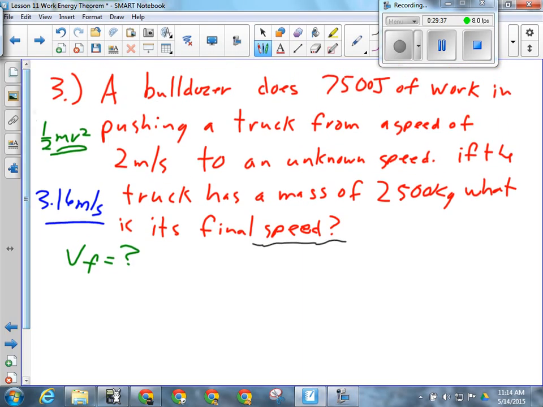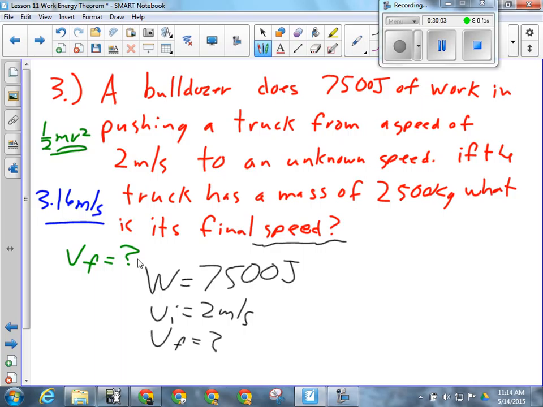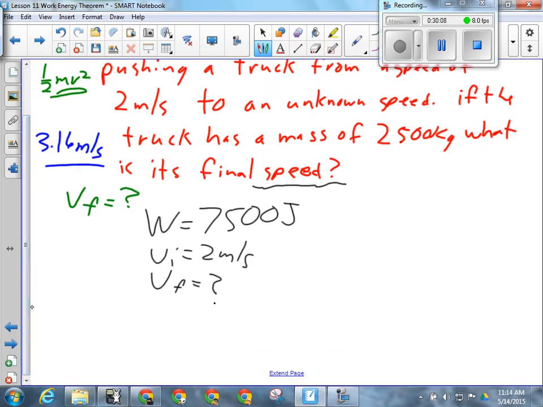So, we got a bulldozer, and it does 7,500 joules worth of work. Okay, so we're told the work, 7,500 joules. And it pushes a truck from a speed of 2 meters per second, okay, to an unknown speed. So that means VF is unknown, okay, and the truck has a mass of 2,500 kilograms. Okay, what is its final speed?